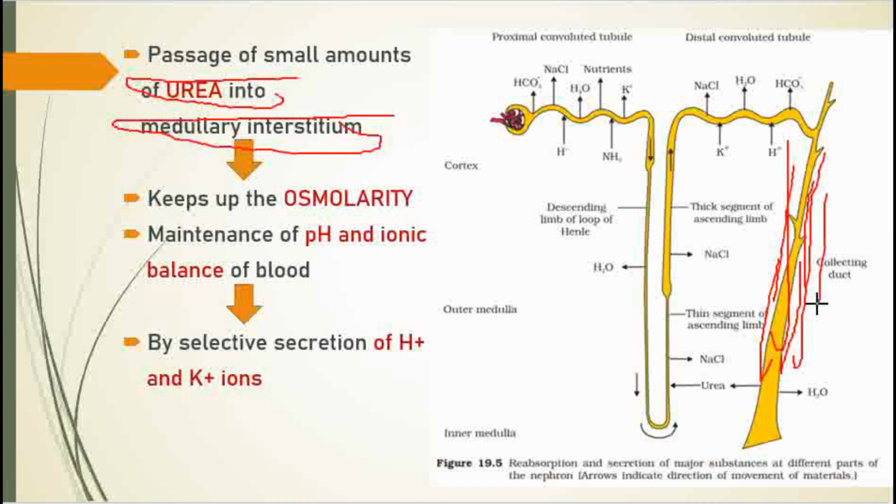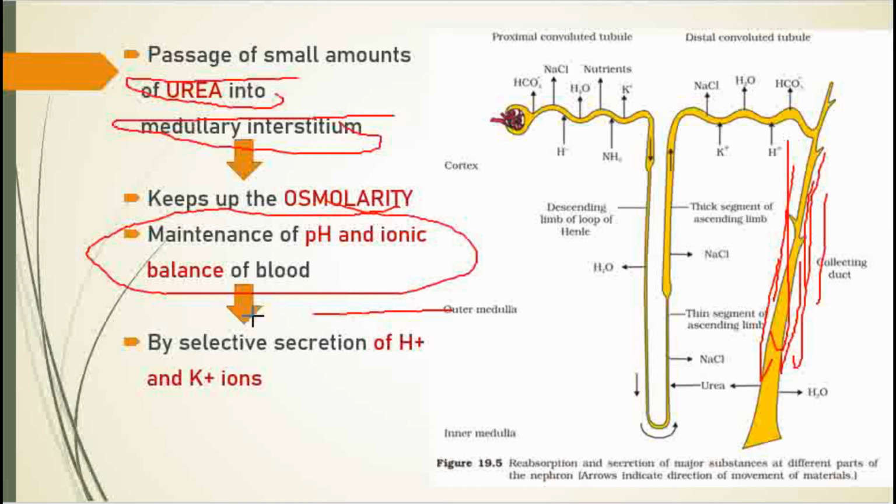In this case also it is the same: it maintains the pH and ionic balance of the blood, and there is secretion of hydrogen ion and potassium ion here also, in case of the collecting duct. So this you must remember.